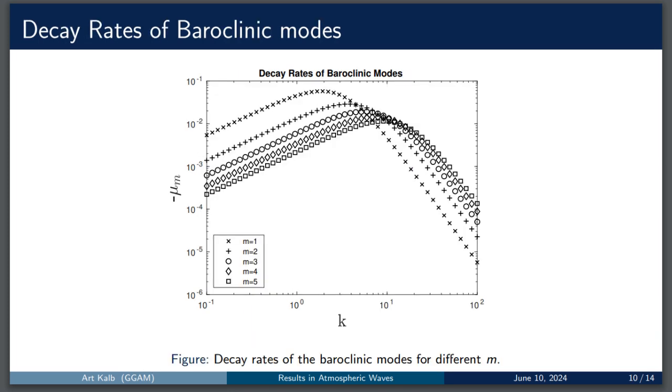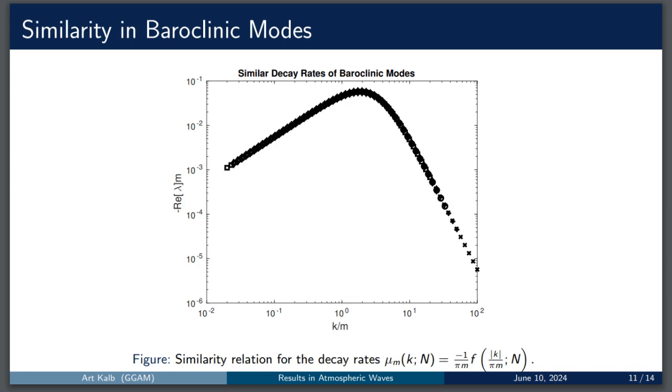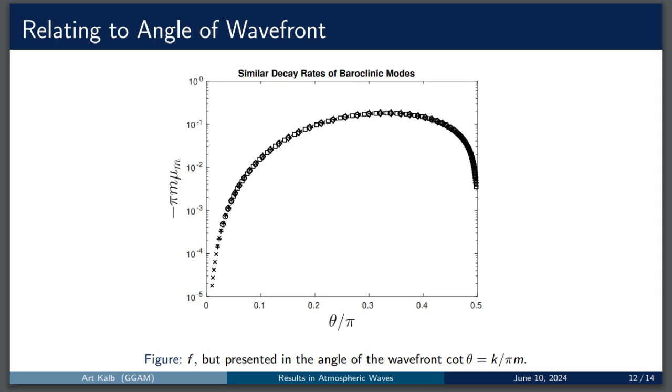Here we observe the decay rates of the first few baroclinic modes, where they generally follow a similar pattern. This similarity is not just a coincidence, but we observe that if we judiciously scale the horizontal scale and decay rates by m, all of our modes line up to have the same pattern. And if we observe the x label, k over m, we can relate this to the angle of the wavefront, which emerges as this. This essentially tells us that there is a maximal decay rate of these modes that is relatively accurate for the waves that are not traveling at a steep or shallow angle.